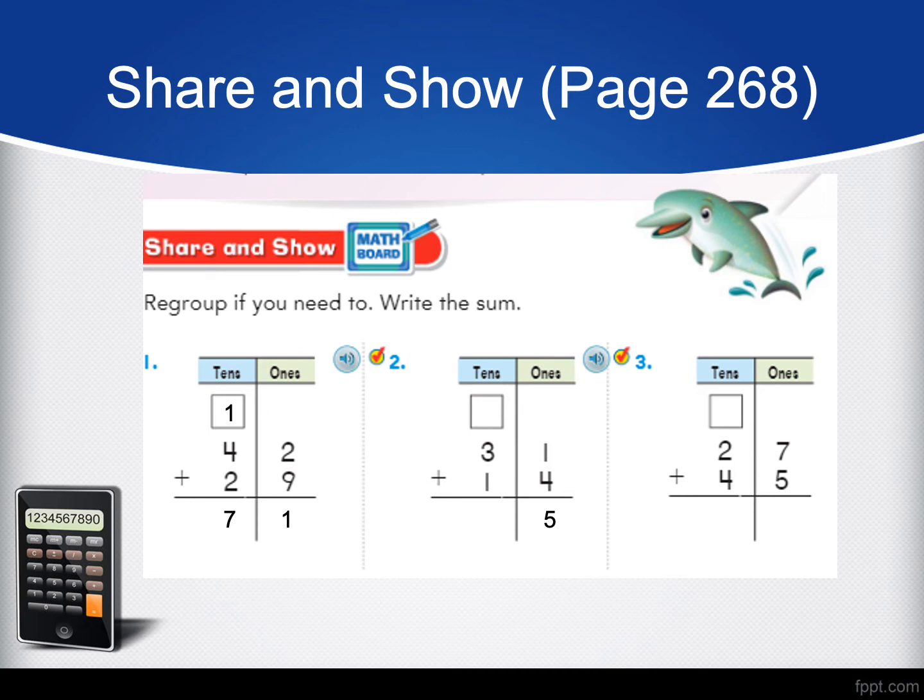Now let's look at the tens. 3 plus 1 is 4. Now let's look at the third one.